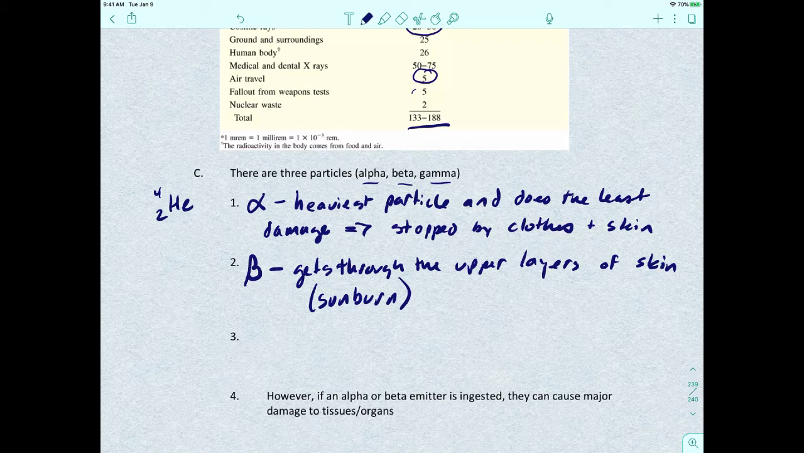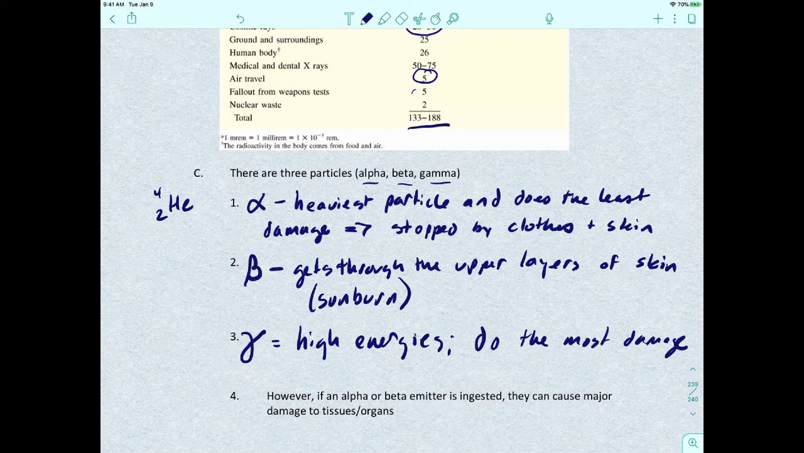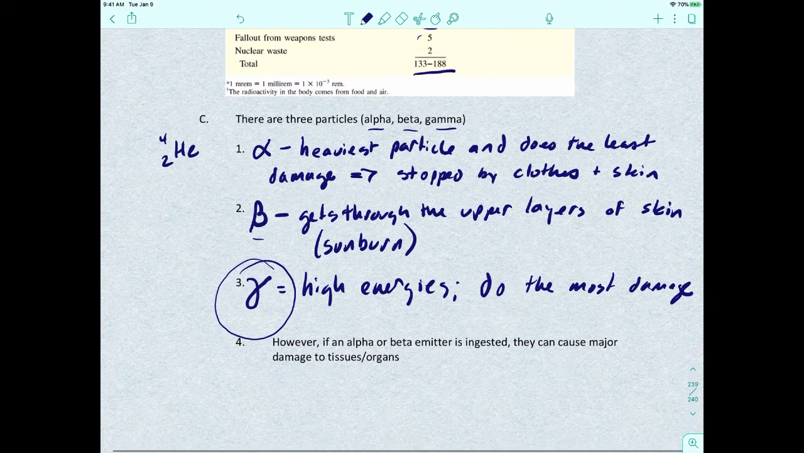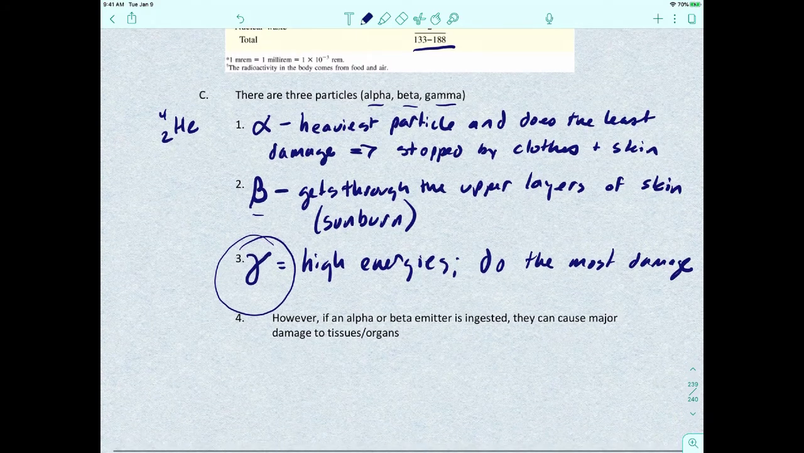Gamma rays have high energies. These do the most damage. And like I said about beta particles, if you're wearing clothes, you're fine. But if your skin is exposed, it's going to damage the first couple layers of skin, like a really high intense sunburn. Gamma rays are the ones that we're really concerned with the most.